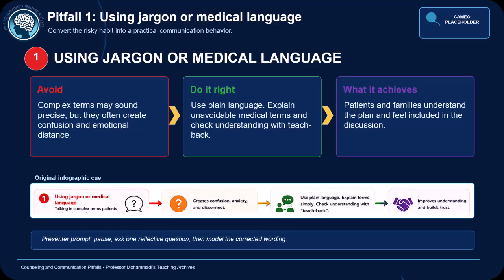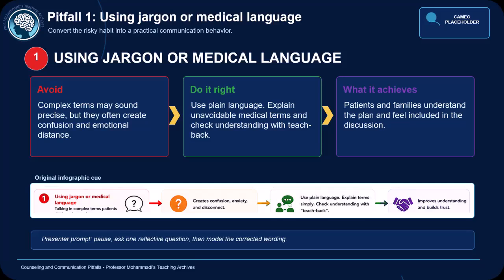One of the most common pitfalls is using jargon or overly technical medical language. Medical terminology may feel precise to clinicians, but for patients and families, it can create confusion, anxiety, and distance. When people do not understand what we are saying, they may not ask questions, and they may leave the encounter without a clear understanding of the plan. The better approach is to use plain language whenever possible.